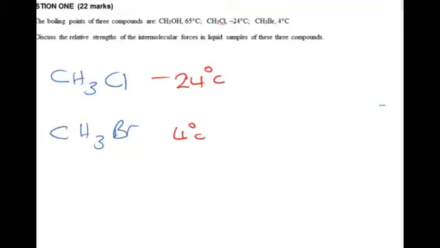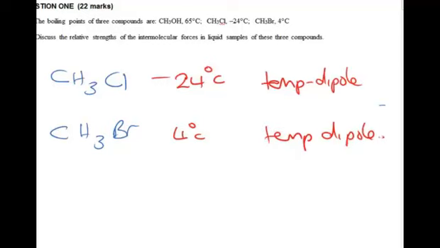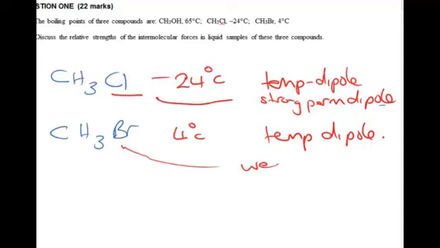Now when we look at these two molecules and the fact that chlorine's minus 24 degrees Celsius and bromine's 4 degrees Celsius, there's only two types of bonding that we're really considering here. One is that all molecules are going to have temporary dipole bonding or dispersion forces, so they both have those, and to some degree they both have permanent dipoles. Now you'd expect the chlorine to have a stronger permanent dipole, and bromine you'd expect to have a weaker permanent dipole there.